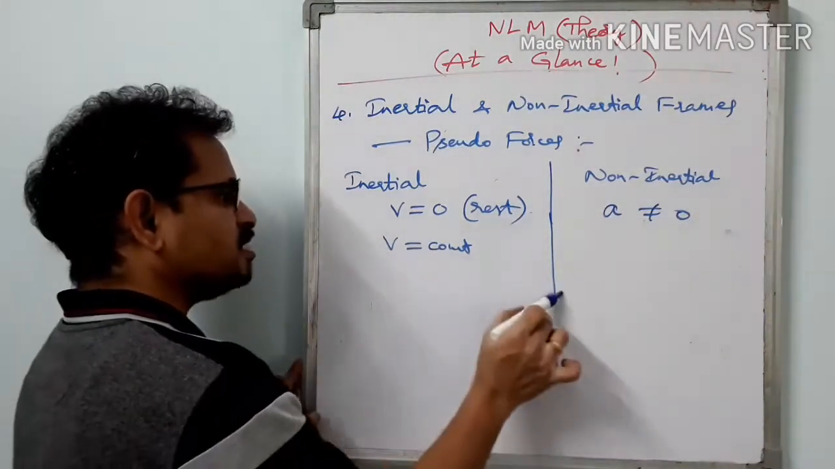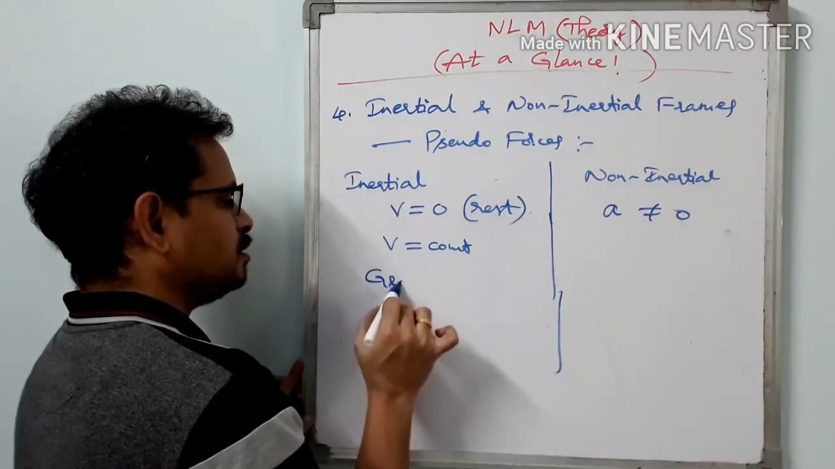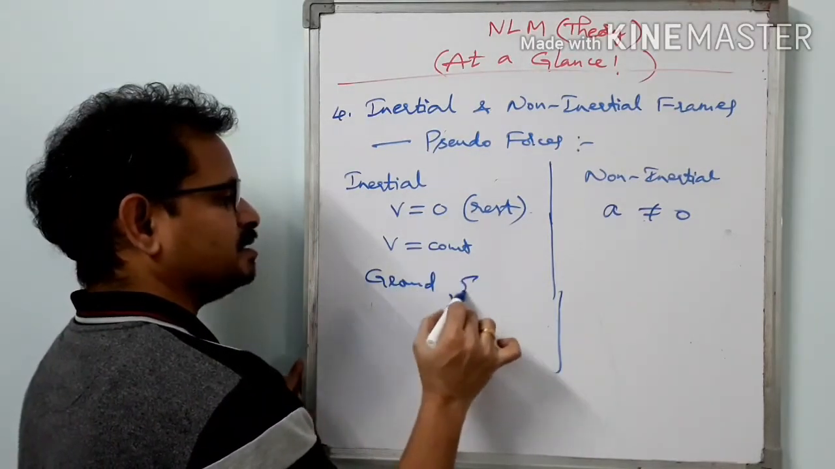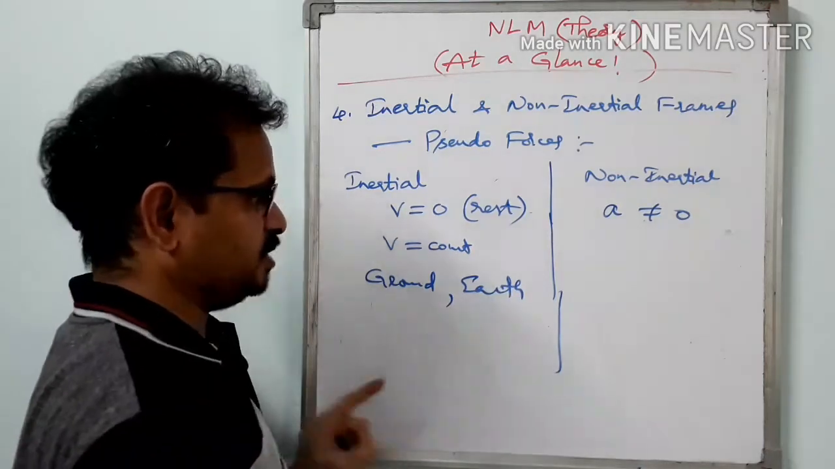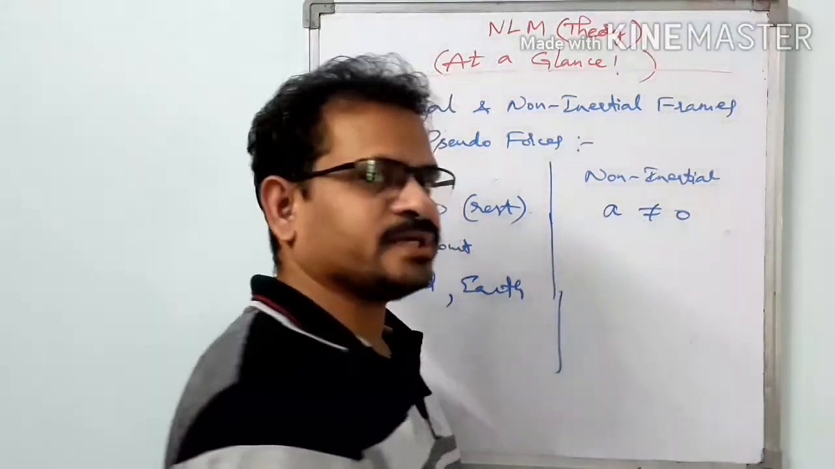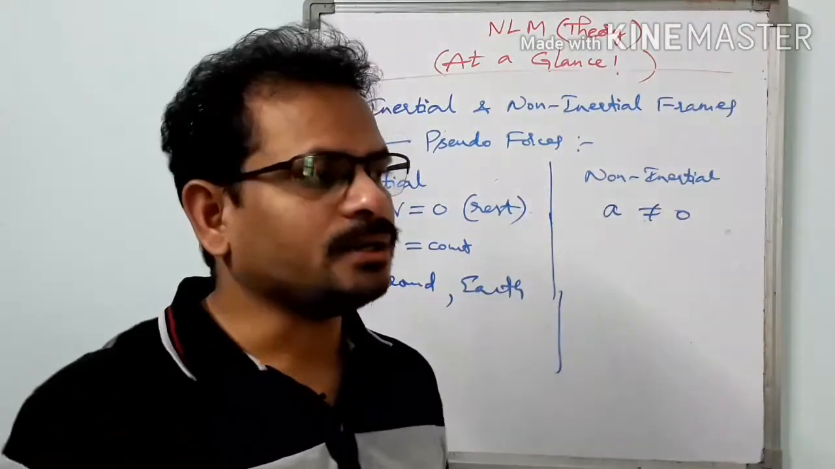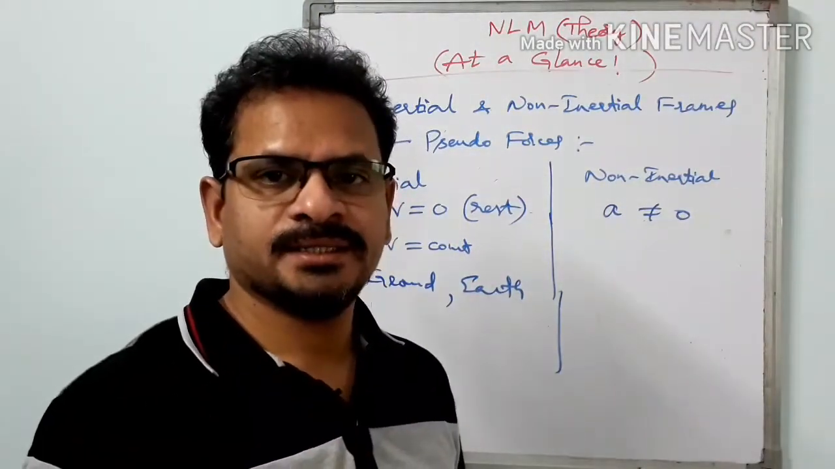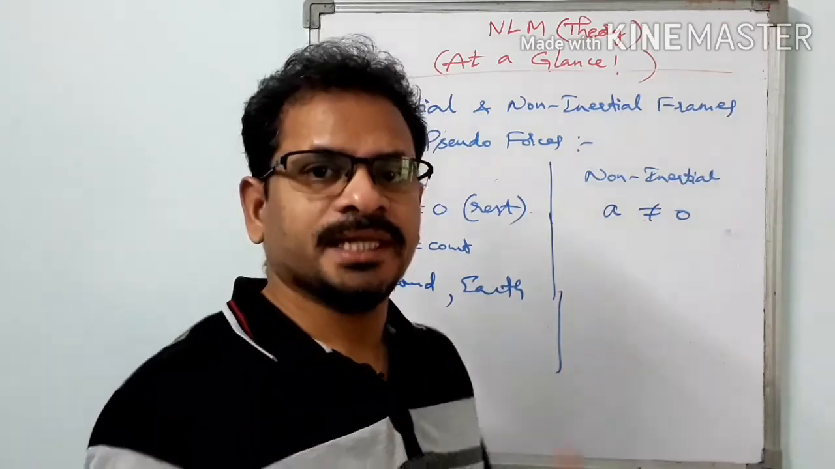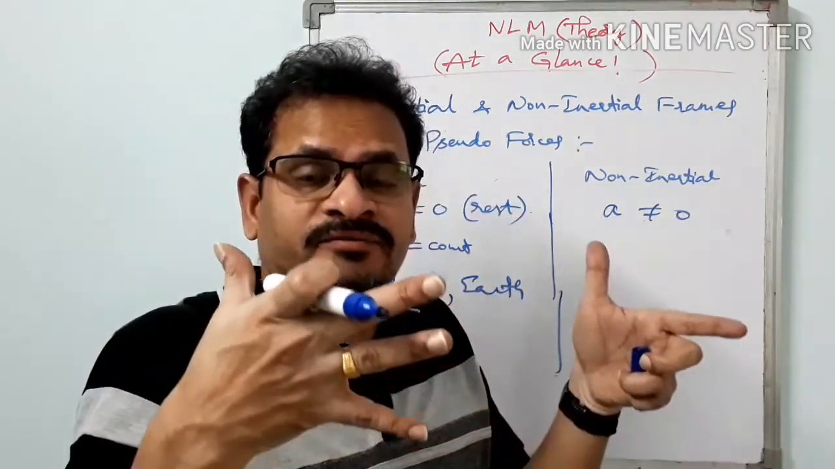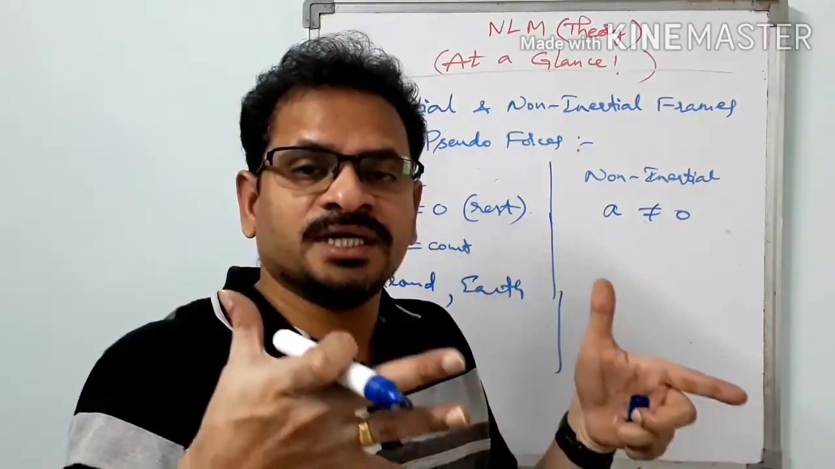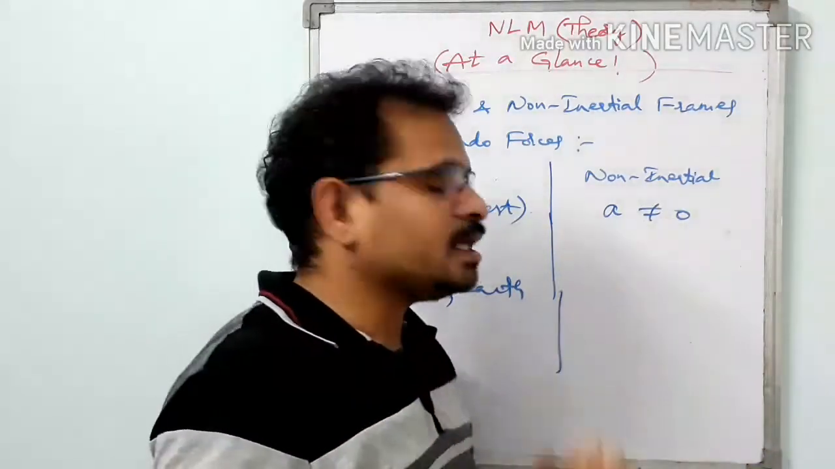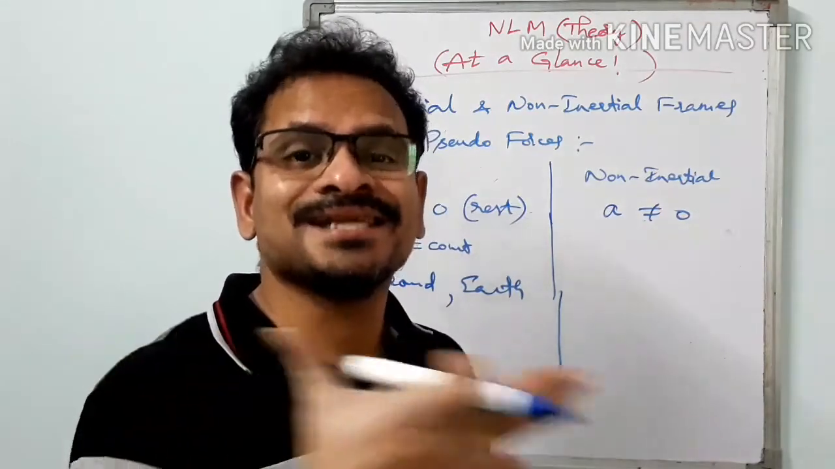What are examples of an inertial frame of reference? Ground, earth. This is an example of an inertial frame of reference. Okay, non-inertial frame of reference. Suppose, for example, a person is moving in a car, the car is accelerating, and he observes an event outside. Then if we work within the frame of the car, the frame of the car is considered to be a non-inertial frame of reference because it is accelerating.